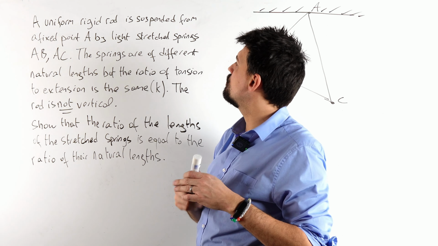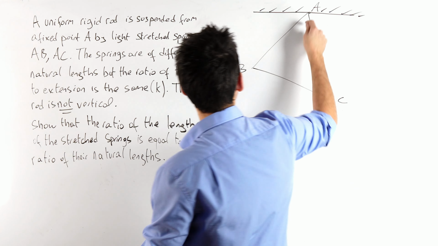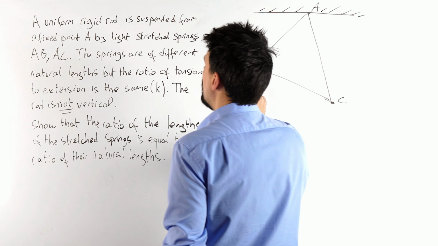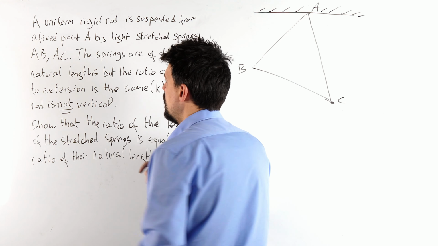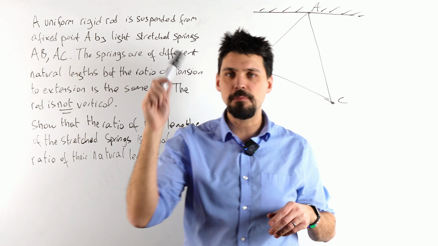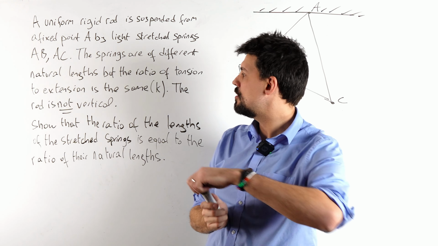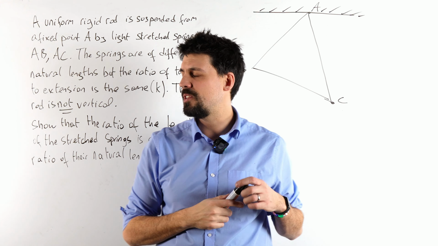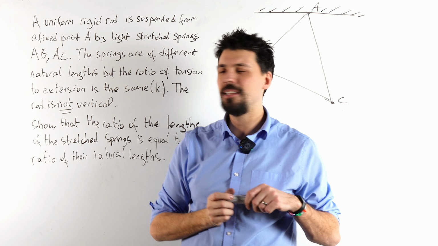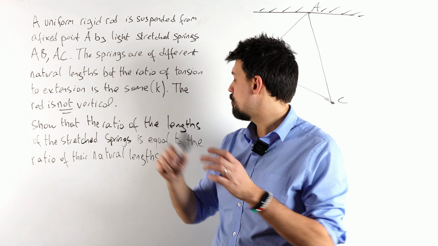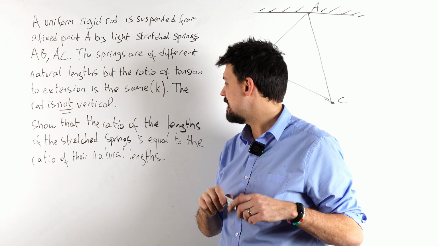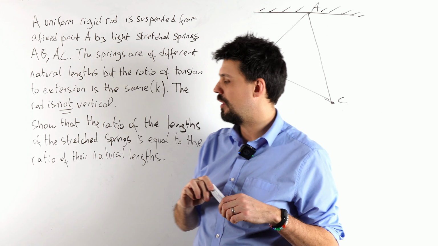A uniform rigid rod is suspended from a fixed point A by light stretch springs A to B and A to C. The springs have different natural lengths, but the ratio of tension to extension is the same. K, was that the modulus of elasticity? I think it is. The rod is not hanging vertically. Show that the ratio of the lengths of the stretch springs is equal to the ratio of their natural lengths.